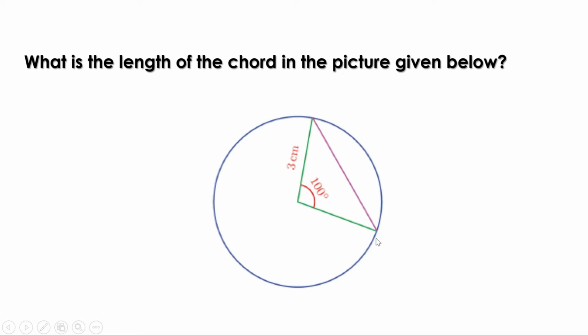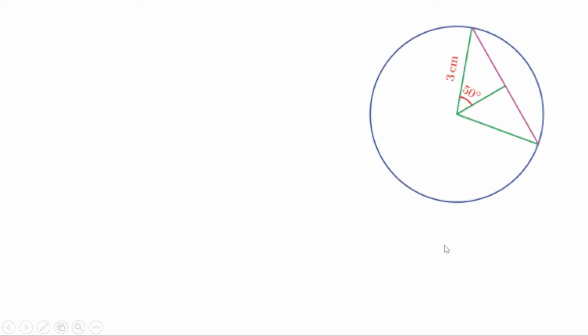To find the length of the chord, let us draw a perpendicular from the center to the chord. We know the perpendicular bisects this angle and the chord. Let us draw the perpendicular. Now let us give a name for the triangle. Let it be ABC. Let this point be D. We need to find the length of the chord.